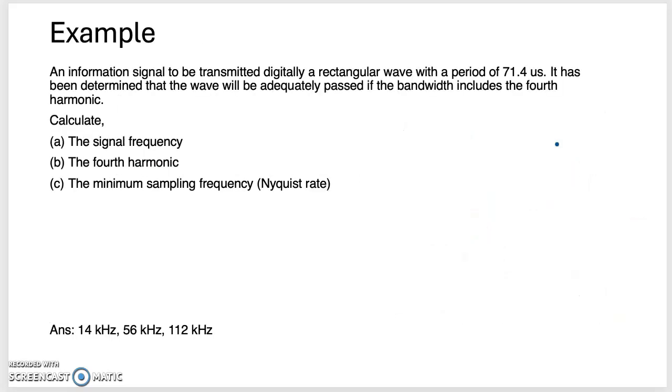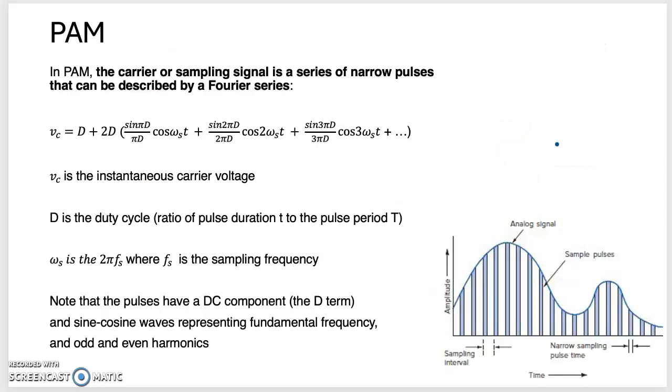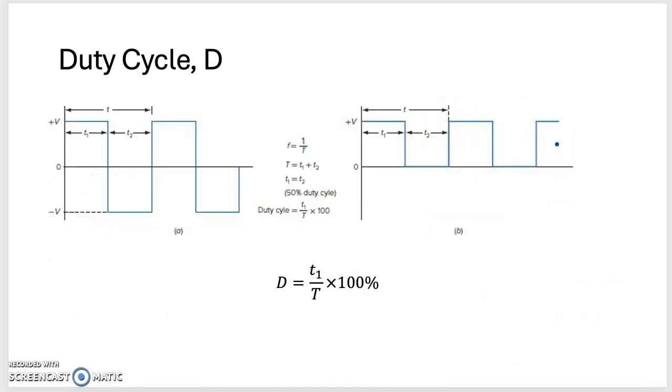And then we also talked about this example, and then we talked about pulse amplitude modulation to sample analog. Right, we talked about this, and then I briefly talked about duty cycle. Duty cycle basically tells you T1 over the total period. What is the transmission over the total period? What is the total transmission? Assuming that this is the part that is transmitting.